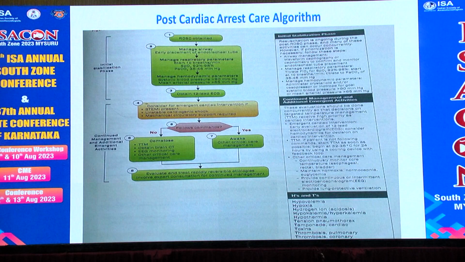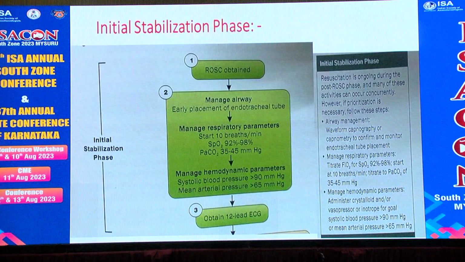So this is the post-cardiac arrest care algorithm. This is taken from the 2020 AHA guidelines. It includes mainly two parts: the initial stabilization phase, as well as continued management and additional emergent activities. The initial stabilization phase is after attaining return of spontaneous circulation.